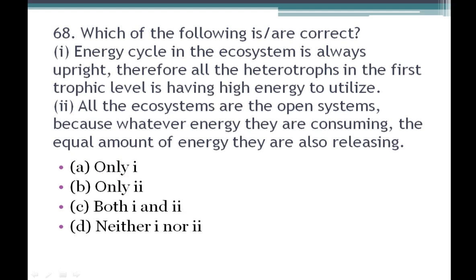Question number 68. Which of the following is or are correct? Number 1. Energy cycle in the ecosystem is always upright. Therefore, all the heterotrophs in the first trophic level is having high energy to utilize. Number 2. All the ecosystems are the open systems because whatever energy they are consuming, the equal amount of energy they are also releasing. The correct option is option C, that is both 1 and 2.